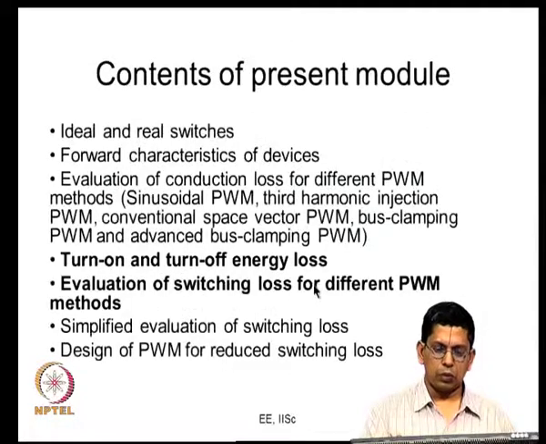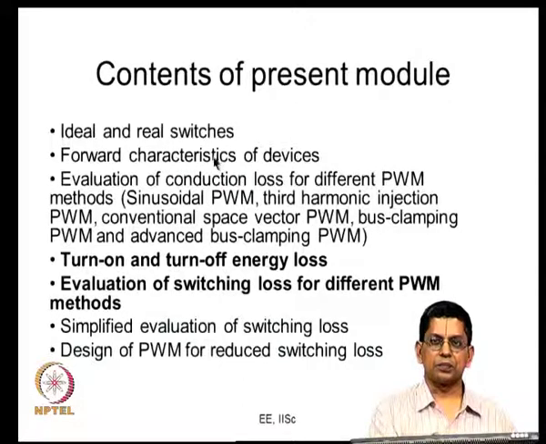So, now we are back to the present module. We looked at ideal and real switches, and we looked at the forward characteristics of certain devices. For example, a MOSFET behaves more like a resistance when it is on, whereas a bipolar transistor has VCE(sat). Its device voltage tends to be reasonably fixed, changing only moderately with current.